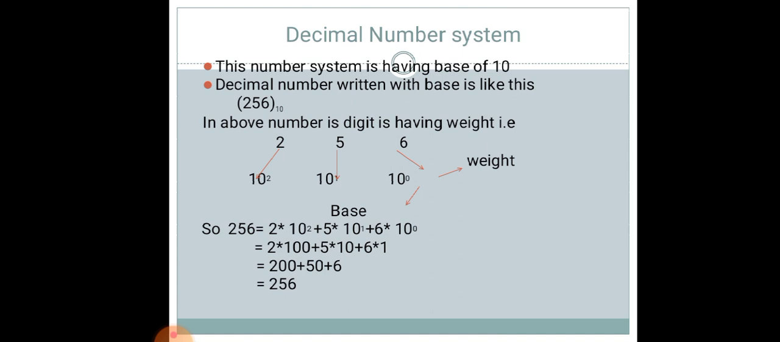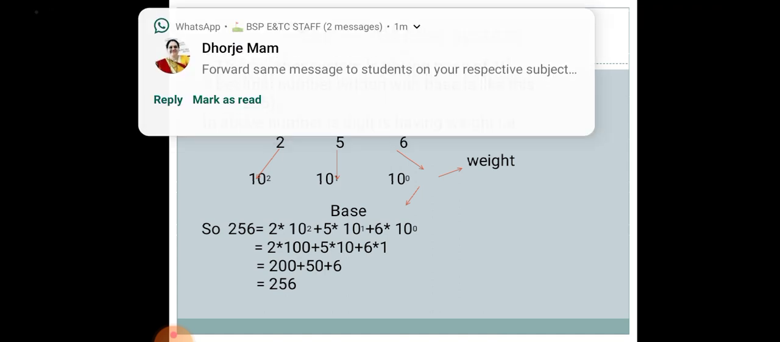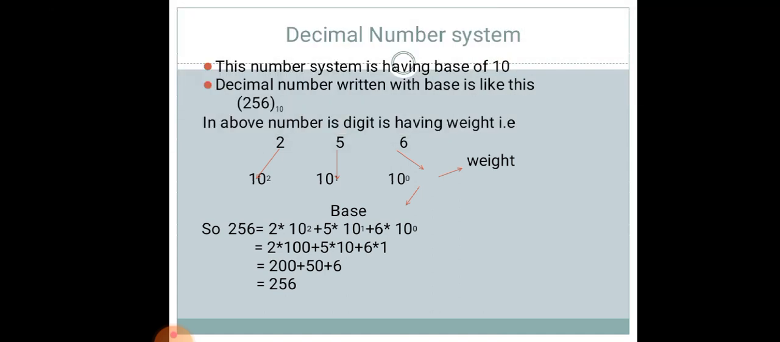See, in the number 256, consider the rightmost digit, that is 6, and we put the weight 10 raised to 0. Means we start putting weights from the right hand side, and the weight goes on increasing as we move towards the left hand side. So 6 has weight 10 raised to 0, 5 has 10 raised to 1, 2 has 10 raised to 2, right? So these are the weights given for the number system.